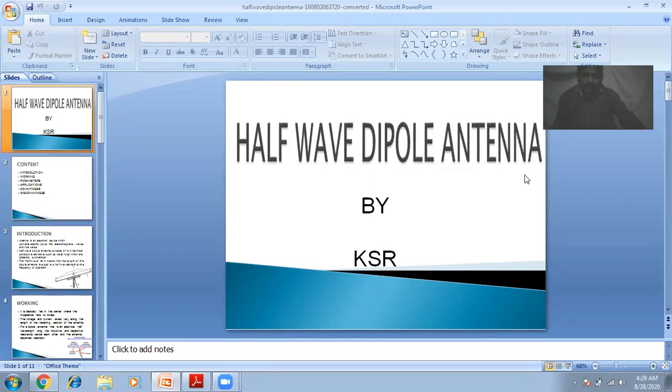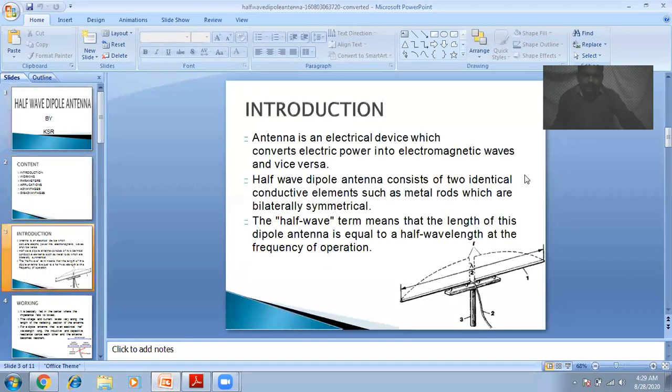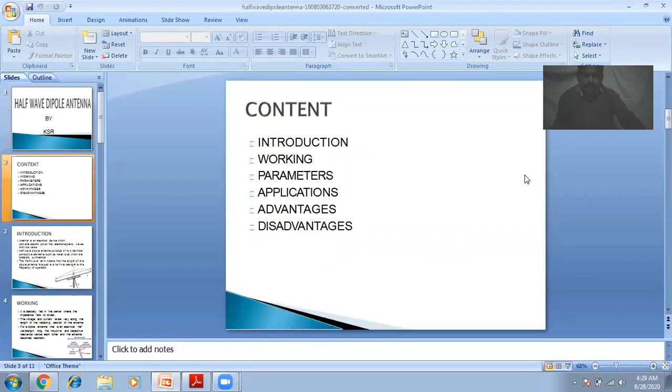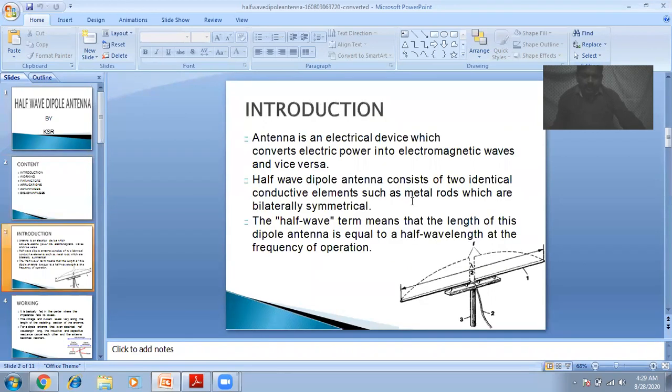So it is having two poles. Therefore, it is called half-wave dipole antenna. So let us come to the contents of today's session: introduction, working, parameters, applications, advantages, and disadvantages of this half-wave dipole antenna. So, just the introduction. So it is the antenna.